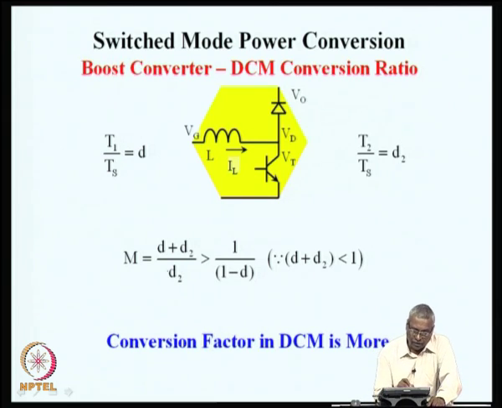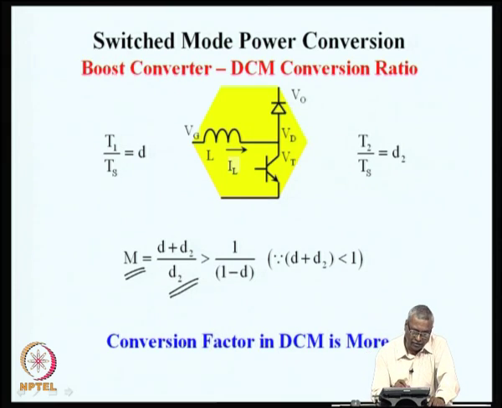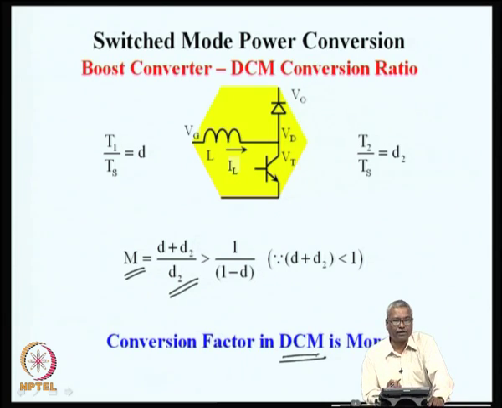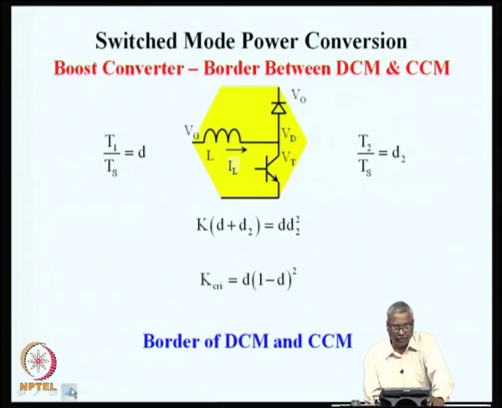Just as before, this discontinuous mode of conduction results in a gain. During that time, the ratio of V naught by Vg, or the conversion factor in the discontinuous mode of conduction, is always more than the conversion factor in the continuous mode of operation, and these things can also be seen in graphical form.